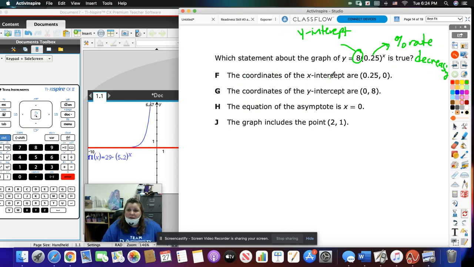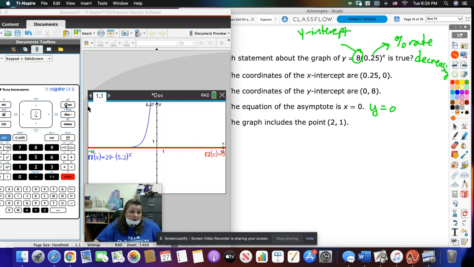So the coordinates of the x-intercept. There's no x-intercept. That's the asymptote. So when it says x-intercept for an exponential, it's never. The coordinates of the y-intercept are 0 and 8. Y-intercept, 0, 8. Yeah, that checks out. The equation of the asymptote is x equals 0. No, it's always y equals 0. That's not true. The graph includes the point 2, 1.